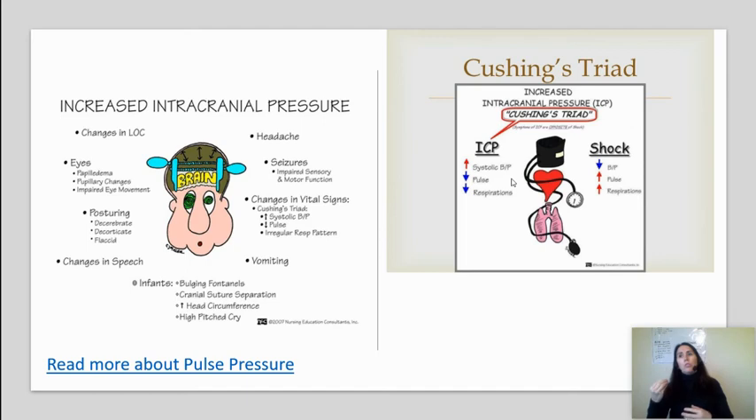You will see some other signs and symptoms with raised intracranial pressure, but to be honest with you, that is coming along with quite a lot of our neurological complaints. So you'll see quite a lot of these in any of the neurological assessments that you're doing. So it's more important that you're looking at the patterns of the blood pressure, pulse, and respiratory rate.